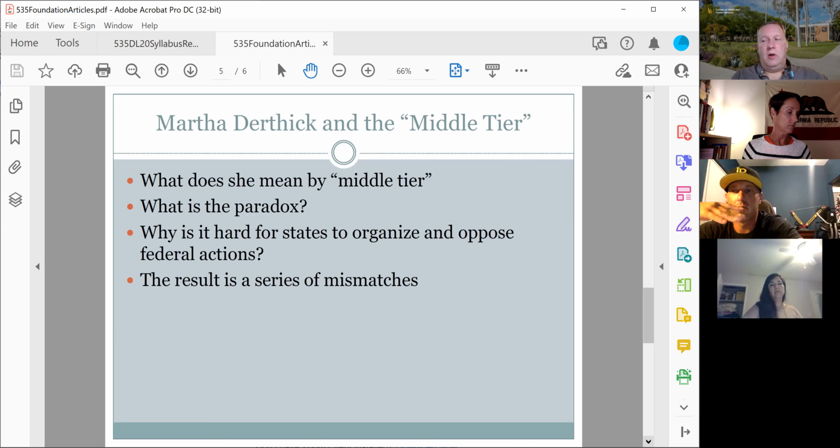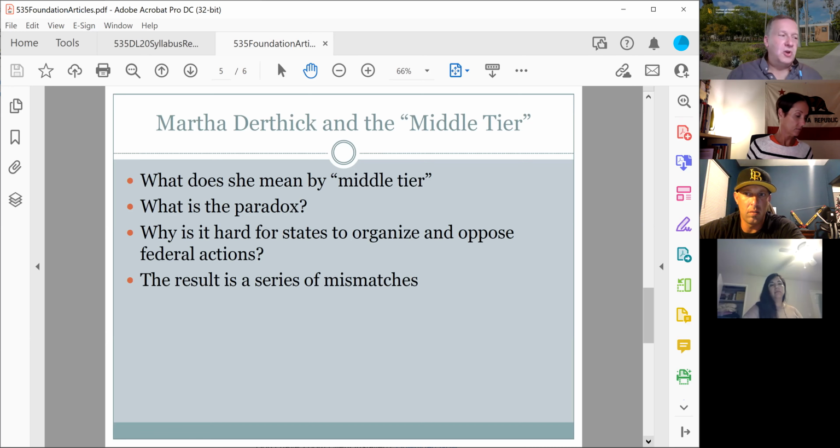Then our final article, and again, I don't want to keep you here too long tonight, is an article by Martha Derthick. And I always have to say Martha Derthick a little slowly because we used to have a faculty member here at Long Beach named Martha Deedy. And so I always want to say Martha Deedy instead of Martha Derthick.